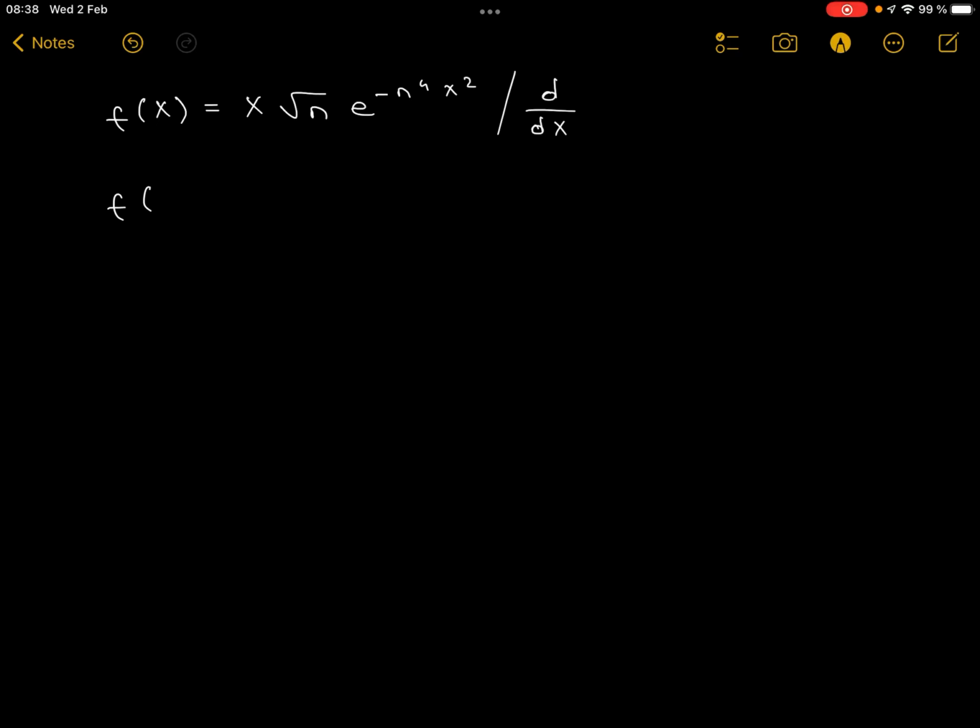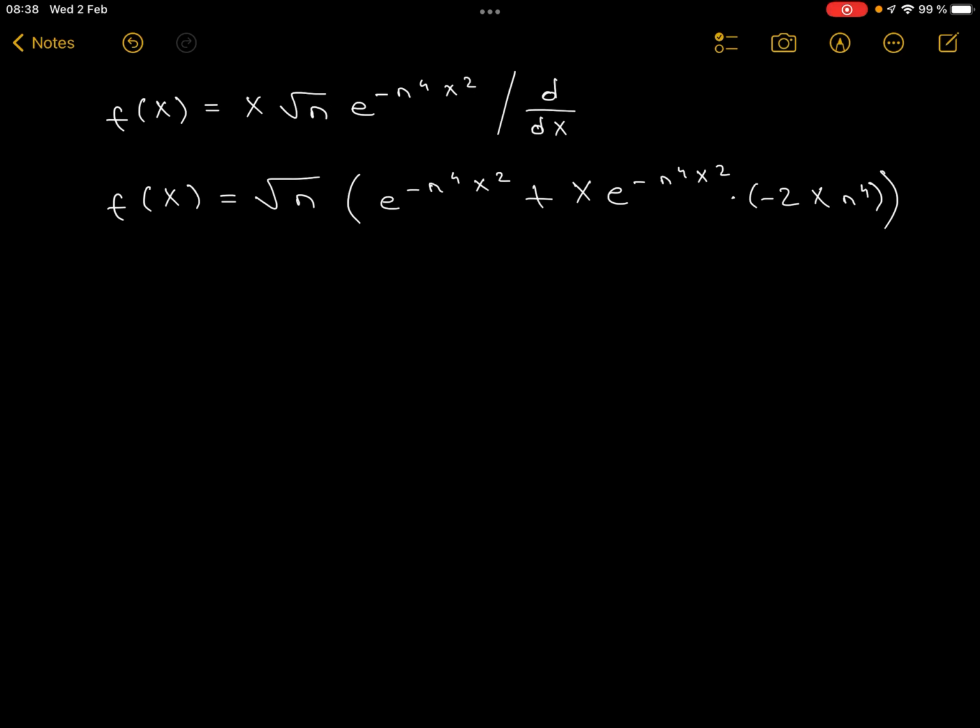Okay, so f prime of x is equal to the square root of n, I'll just factor it out since it's a constant, times the derivative of x times e to the negative n to the fourth x squared, plus x times e to the negative n to the fourth x squared times negative 2 x n to the fourth power.